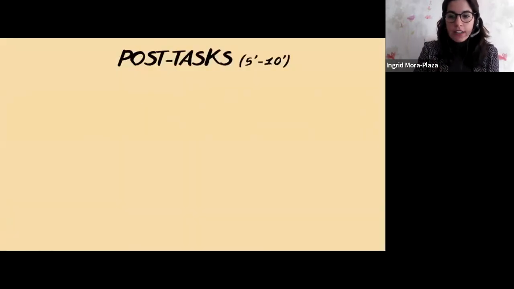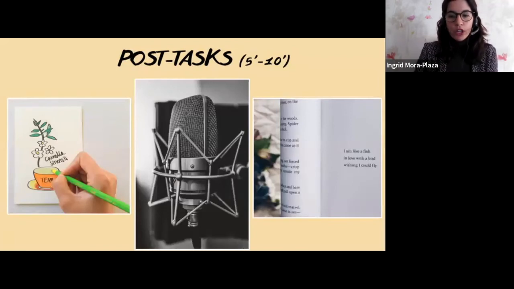And the last phase of the framework was the post-task, or the language focus, where learners were ready to consolidate what they had been practicing through a revision of those phonetic forms. So there were two stages. In the first one, learners examine and discuss the pronunciation of the target words that they needed.